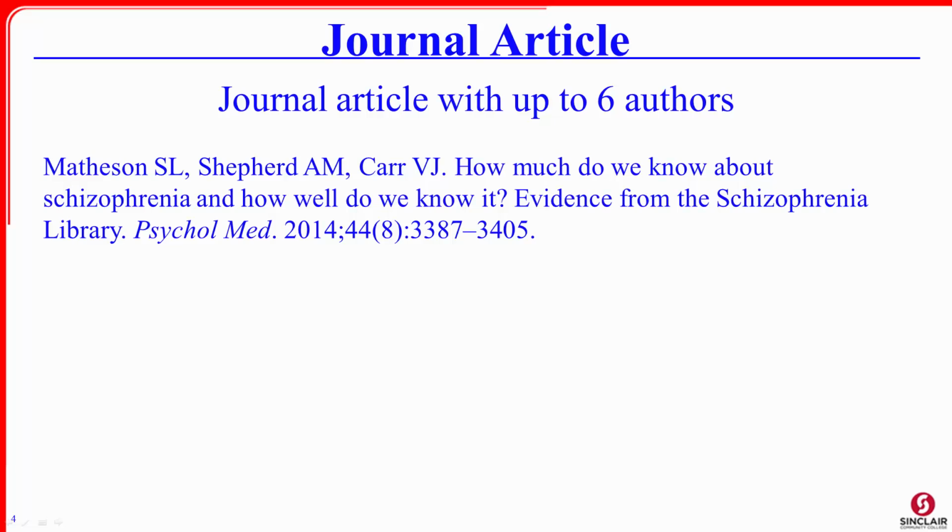Journal articles require multiple examples because it makes a difference how many authors there are. When a journal article has 6 or fewer authors, then all authors are listed. The name is formatted as last name with no comma, then a space, and then the initials with no punctuation. The initials are followed by a comma until the last listed author, who is followed by a period.